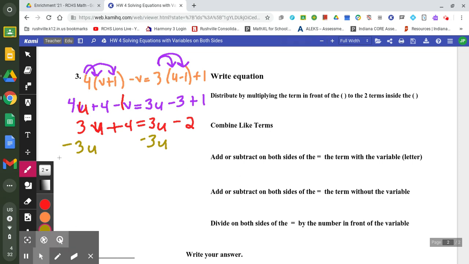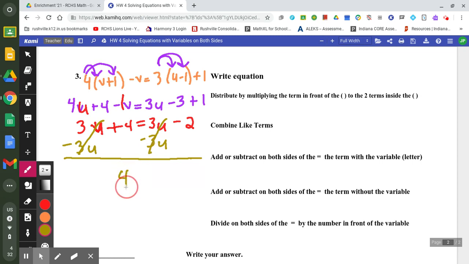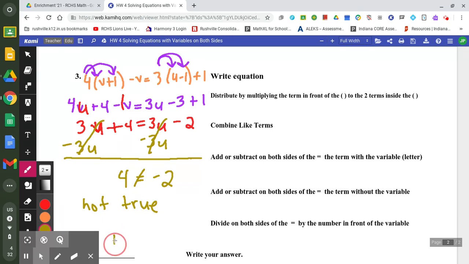And so this one is a little bit weird because the 3u and the minus 3u's, they both cancel. And so I actually got 4 equals negative 2. And since that's not true, then I have no solution.